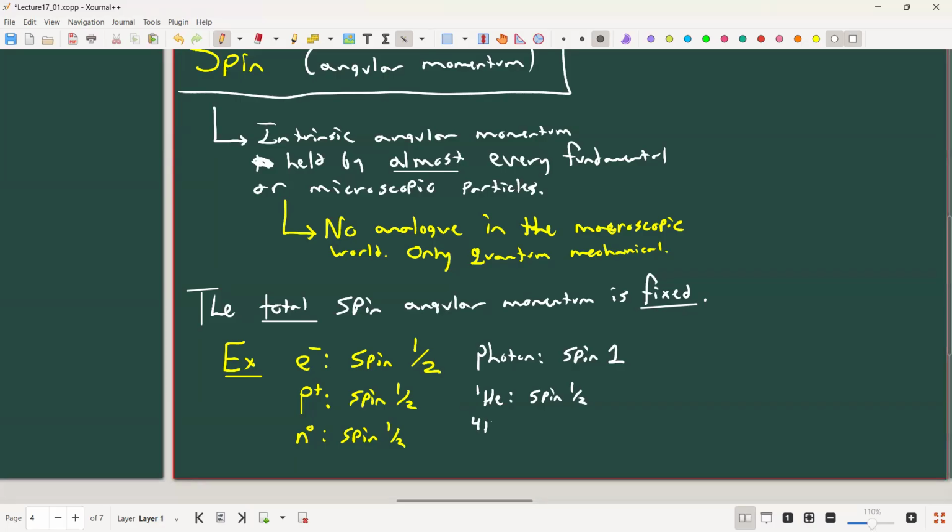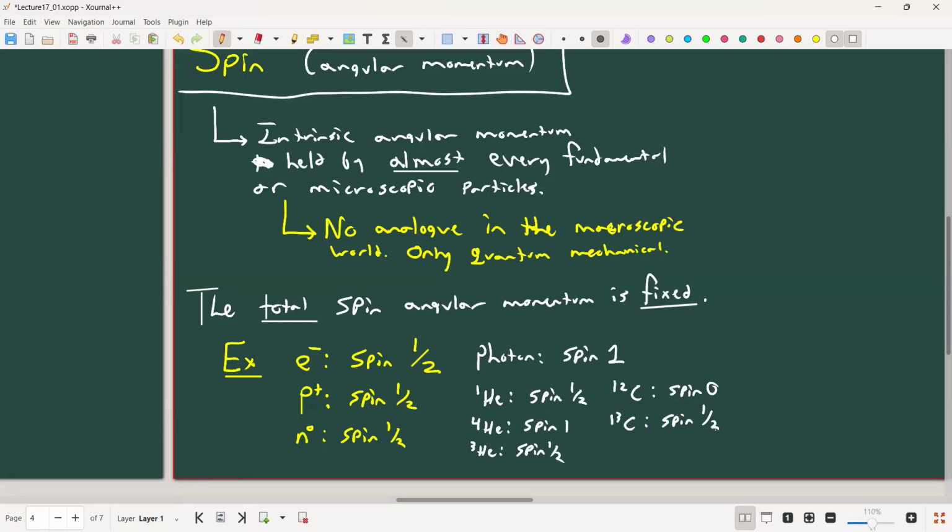The helium-4 atom is spin 1, but the helium-3 atom is spin 1/2. Carbon-12 is spin 0. It has no spin, but carbon-13 is spin 1/2. Interesting. So there are some atoms that have fractional spin, some atoms that have whole integer spin.